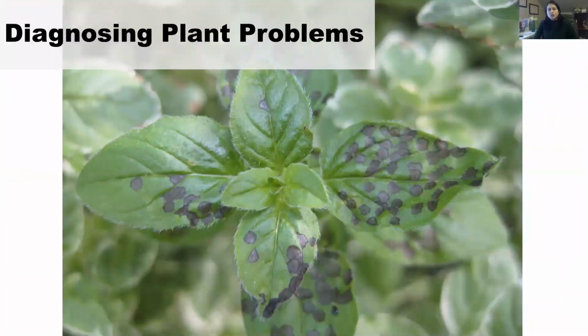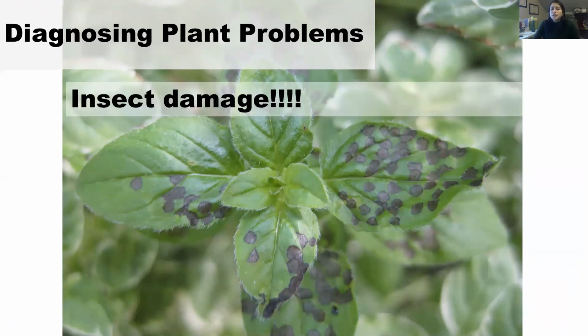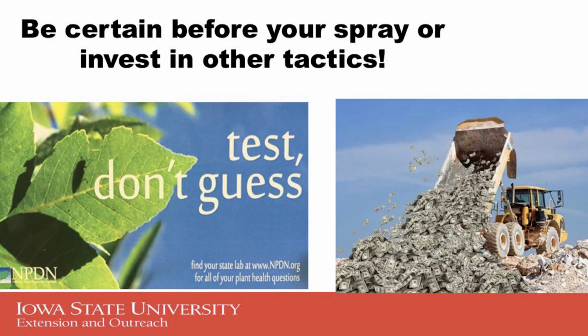Going back to our original question, this photo, we were wondering, what was the problem here? Well, this is insect damage. So if you thought that this was a disease, you may be trying fungicides and some other things that may not help you out. And when you do something like that, you are losing money and affecting your bottom line. In a nutshell, be certain of what the problem is before you spray or invest in other tactics.